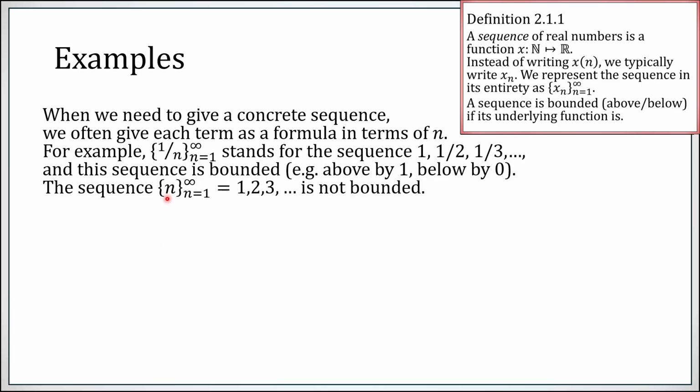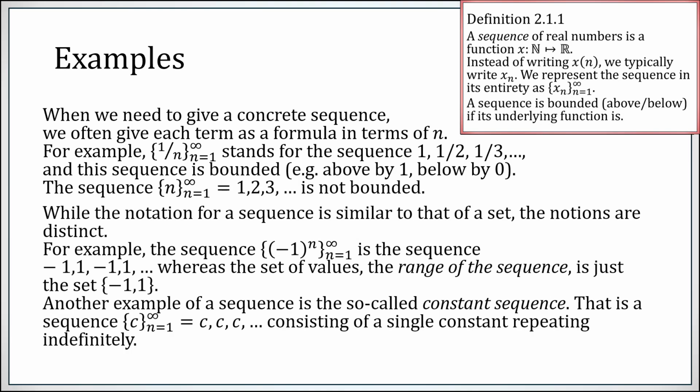On the other hand, if you look at the sequence just given by n, which goes 1, 2, 3, and so forth, that is not bounded. So the notation for a sequence is similar to that of a set, but they're not quite the same thing. Okay, so the sequence (negative 1)^n, n equals 1 to infinity. Well, if n is 1, you get negative 1 to the first, negative 1 squared, negative 1 cubed, negative 1 to the fourth, and so forth.